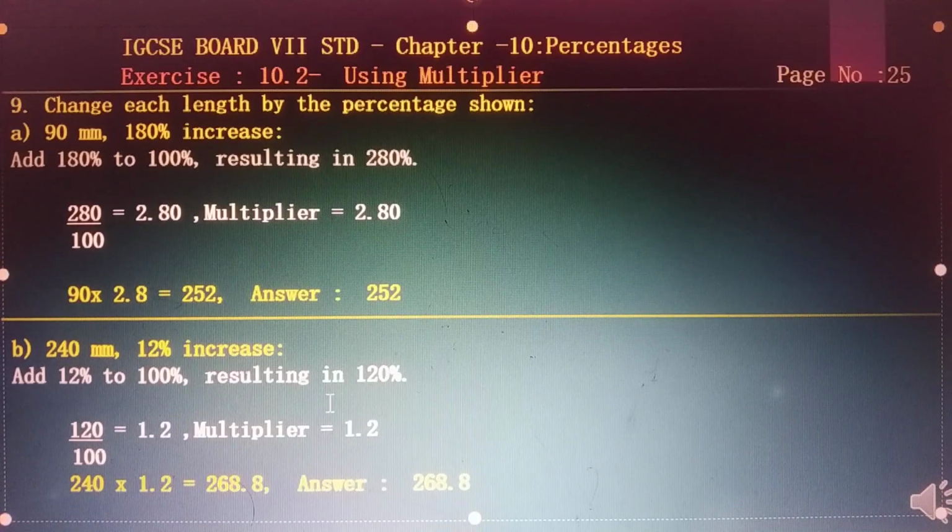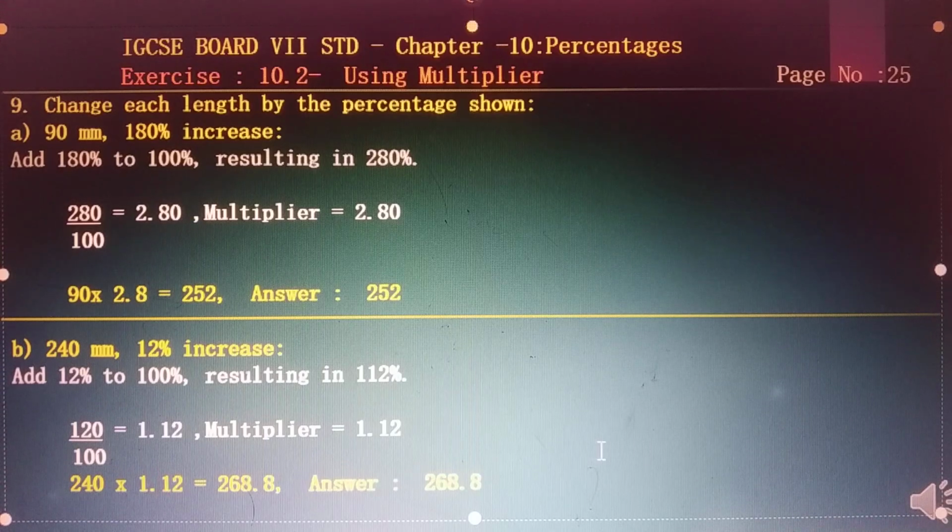Here 12% added to 100, we are getting 112. The final multiplier is 1.12. 1.12 multiplied with 240, we are getting the result 268.8. Final answer is 268.8.